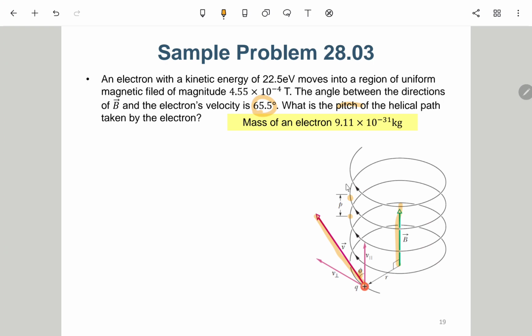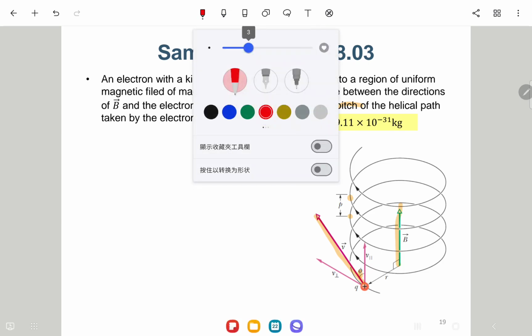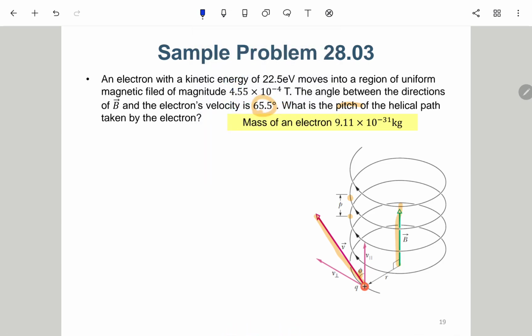Okay, so yeah, so first of all, we try to find the velocity first.